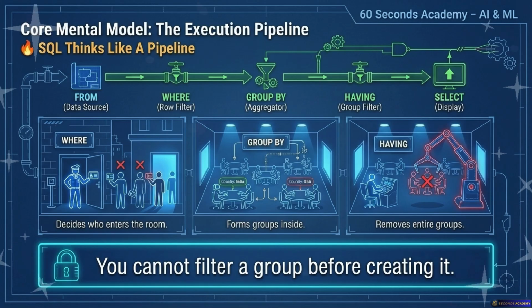Exactly. That perfectly illustrates the golden lock-in concept of SQL data processing, which is you cannot filter a group before creating it. Right. How can the manager evaluate a VIP section if the staff hasn't even grouped the guests together yet? They physically can't do it. They simply can't. Understanding this physical sequence shifts your mindset away from just blindly memorizing syntax rules.